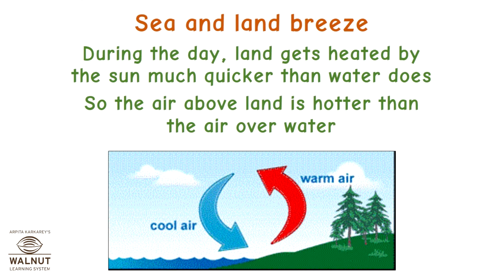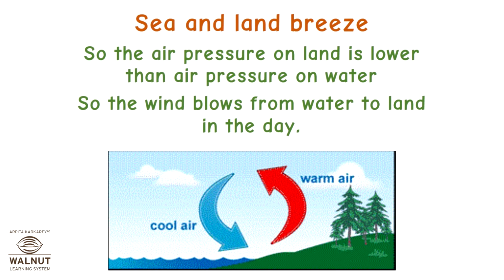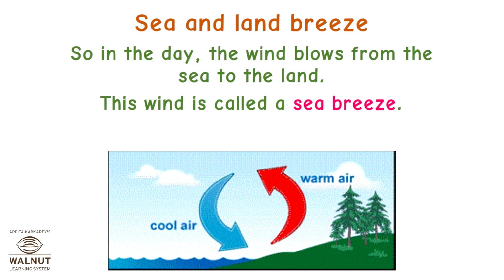Sea and land breeze. During the day, land gets heated by the sun much quicker than water does. So the air above land is hotter than the air over water. So the air pressure on land is lower than air pressure on water. So the wind blows from water to land in the day. So in the day, the wind blows from the sea to the land. This wind is called a sea breeze.